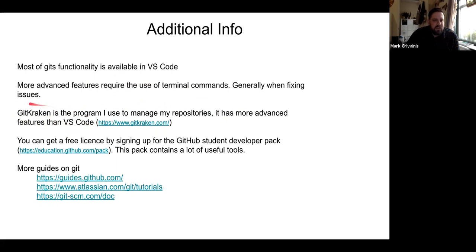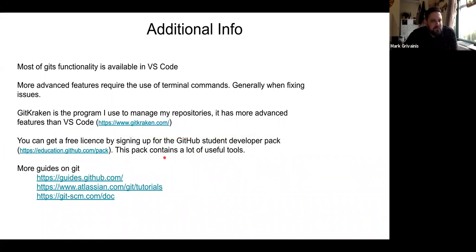So one thing with GitKraken is that you need to pay to use it. But what you can do is get a free license by signing up for the GitHub Student Developer Pack if you have a student email address. This gives you a whole bunch of tools that you would normally have to pay money for, and mostly it gives you about a year free for all of those tools. I recommend signing up for this.